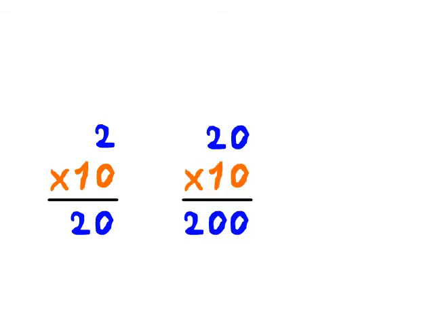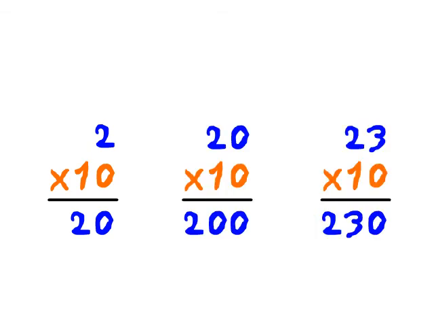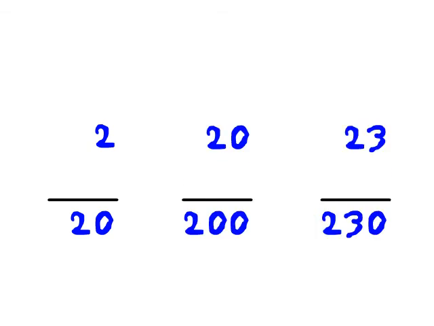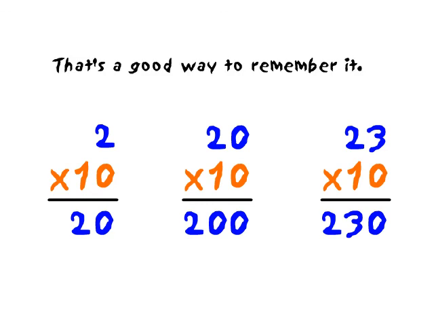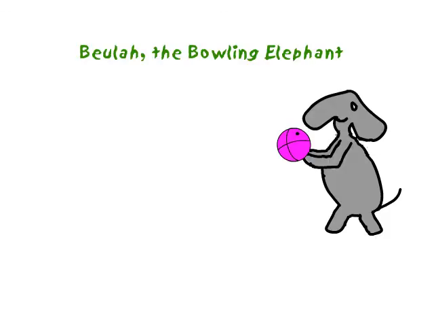Now let's back off and see what we've done so far. 2 times 10 is 20. 20 times 10 is 200, and 23 times 10 is 230. So it looks like going times 10 involves just adding a 0 to whatever you're working with. And that's a good way to remember it. But to make sure we remember it, we're going to introduce you to Beulah, the bowling elephant.